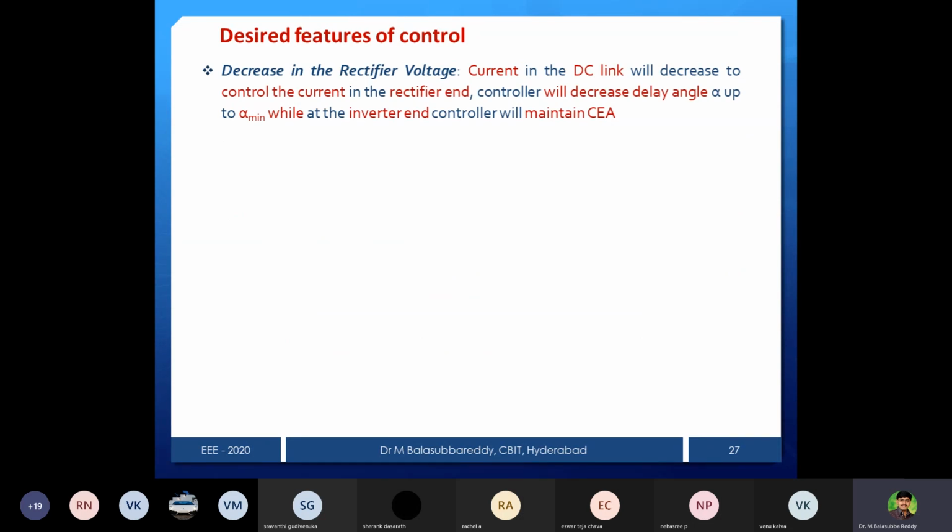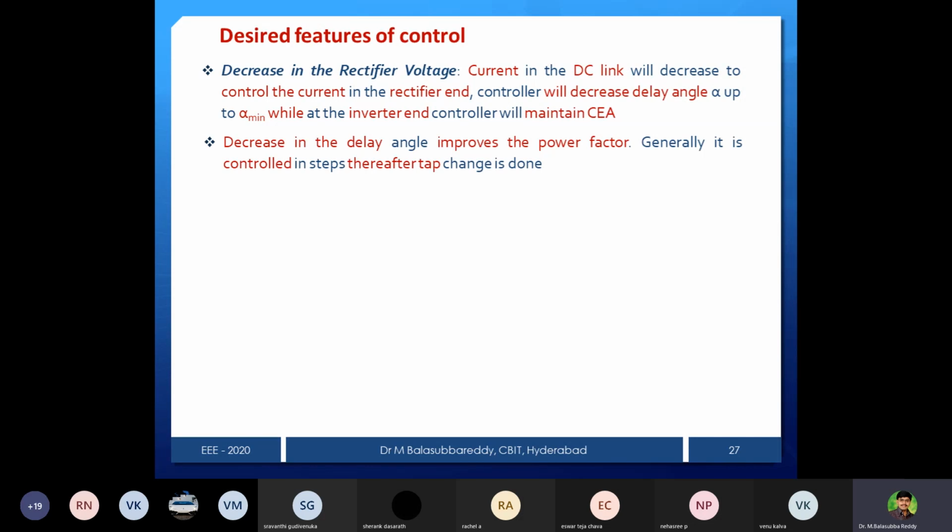So with a decrease in the rectifier voltage, the current in the DC link will decrease. To control the current in the rectifier, we decrease the delay angle. Once you decrease the delay angle, you can increase the power factor. So a decrease in the delay angle automatically improves the power factor.